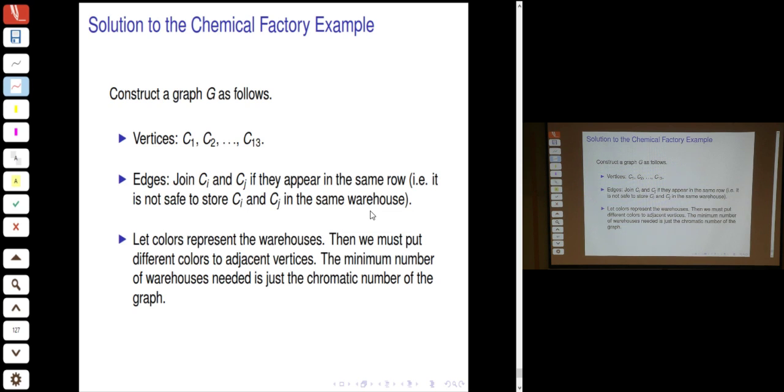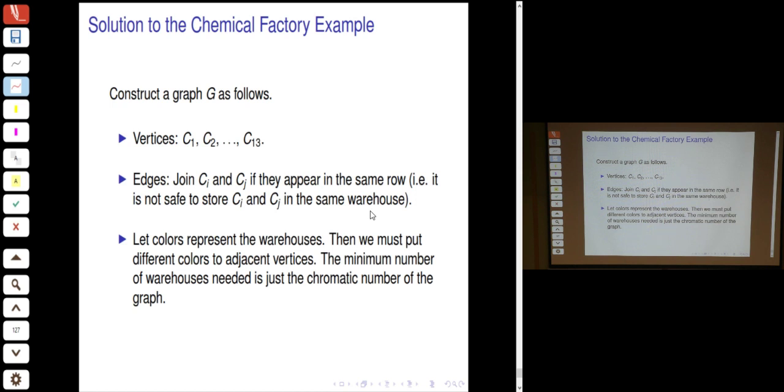Let us now understand what it means to have a safe allocation of chemicals to warehouses. So, a safe allocation of chemicals to warehouses is an allocation of chemicals to different warehouses, so that no two dangerous chemicals occur in the same warehouse. Now, our code was that vertices represent chemicals and warehouses are represented by colors.